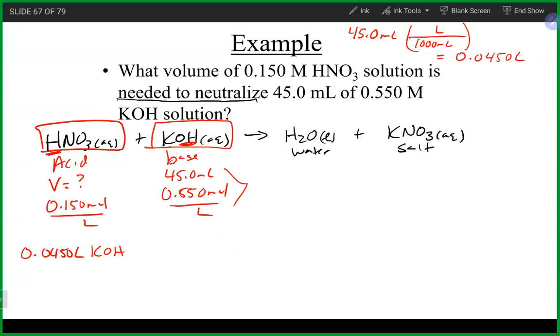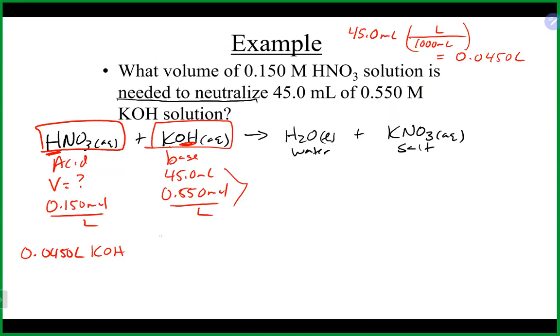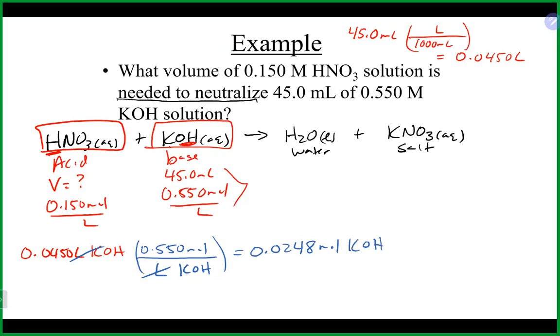Before I jump to that step, let's actually use the molarity, which was given to us, which is 0.55 moles per liter of KOH. Now the liters will cancel, and that'll give us 0.045 times 0.550, 0.0248 moles of KOH.